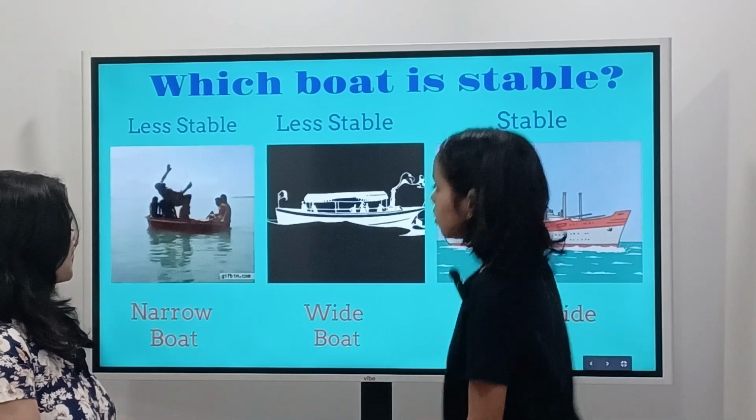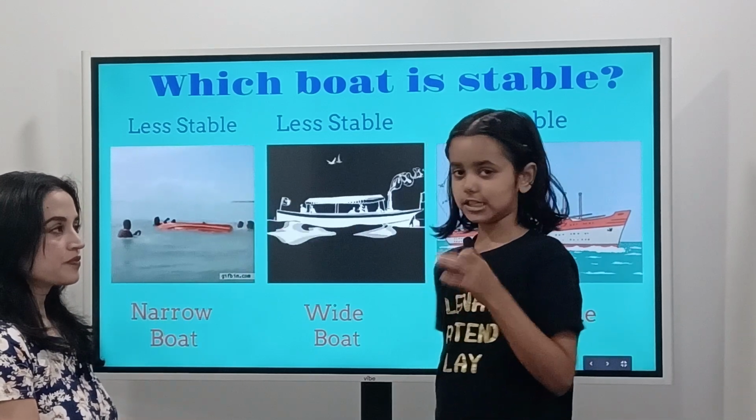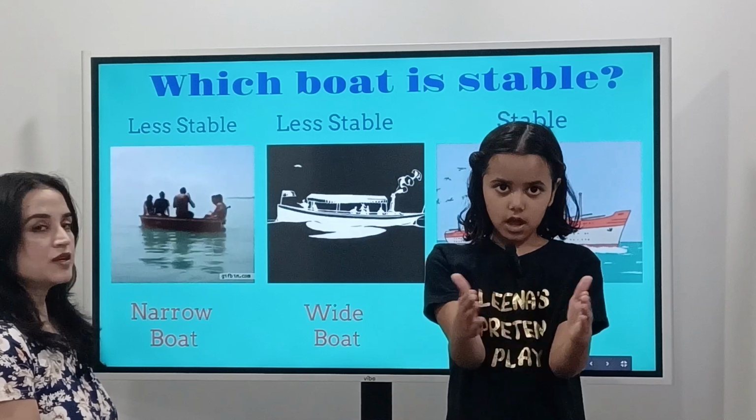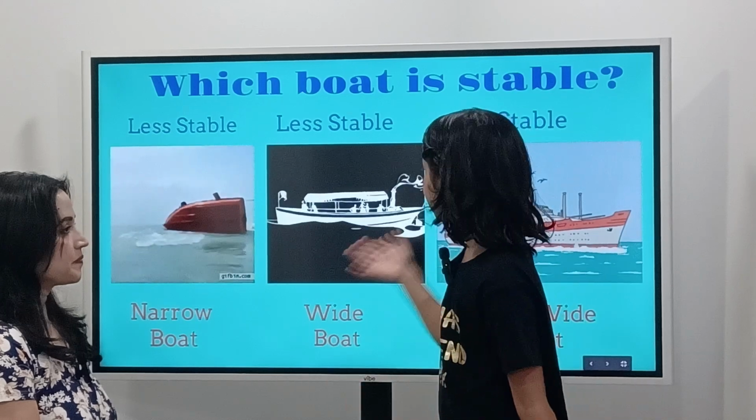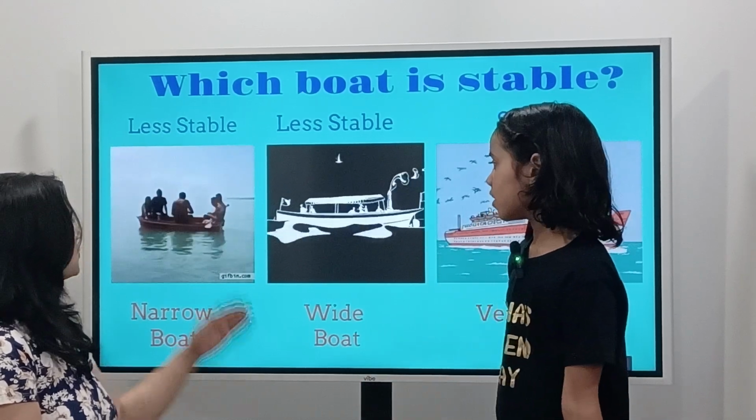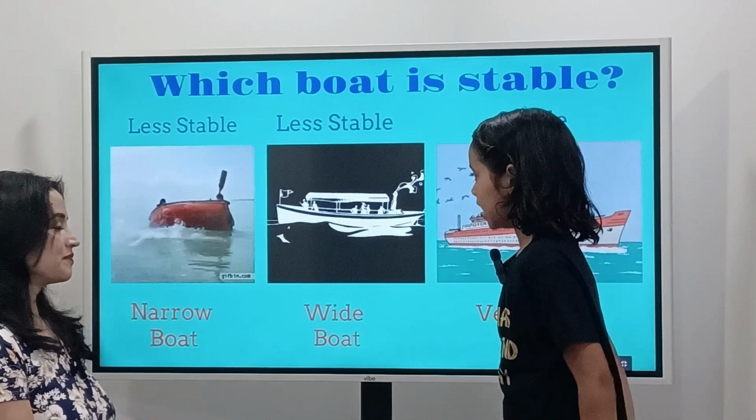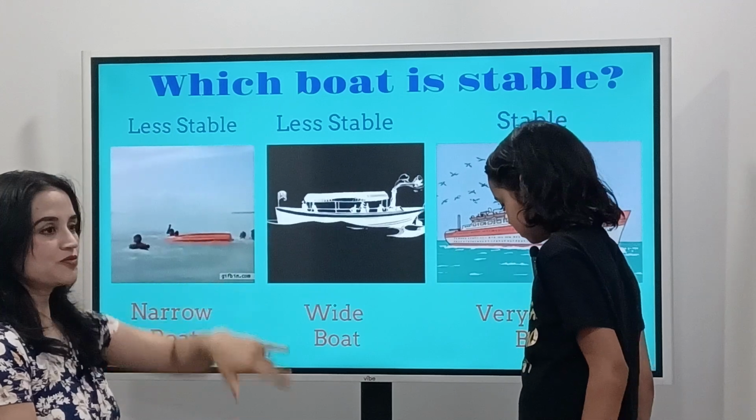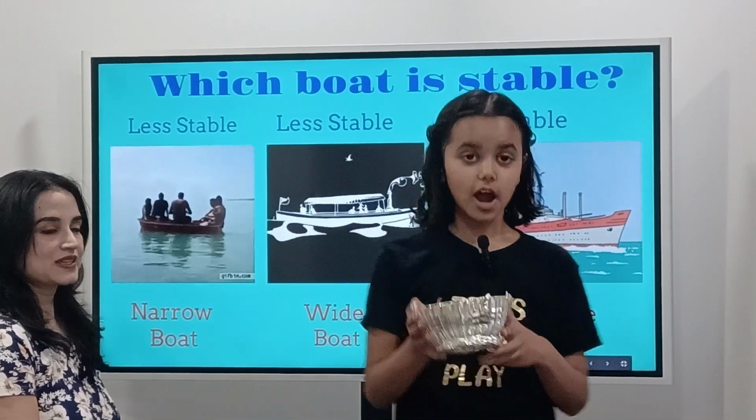Remember, at the beginning I said that there's a narrow boat, a bit wide, and then super wide, like a cruise ship. That's where this comes in handy. A narrow boat is not so stable. Even the person is falling down. Pretend this is in the water, and it goes like this.